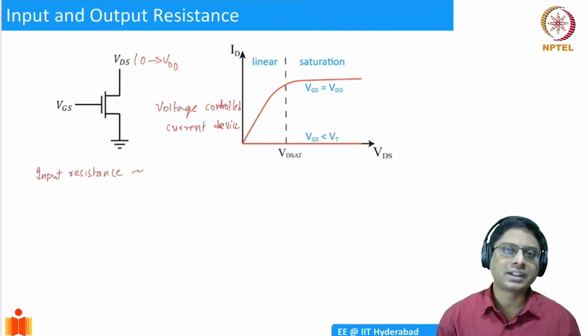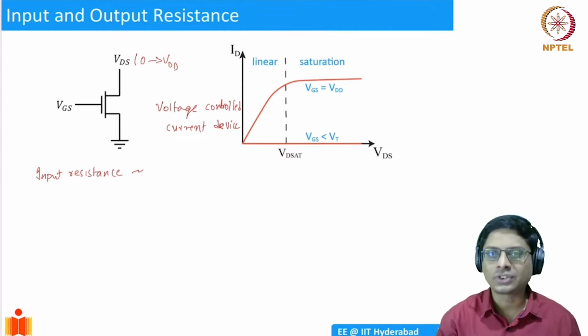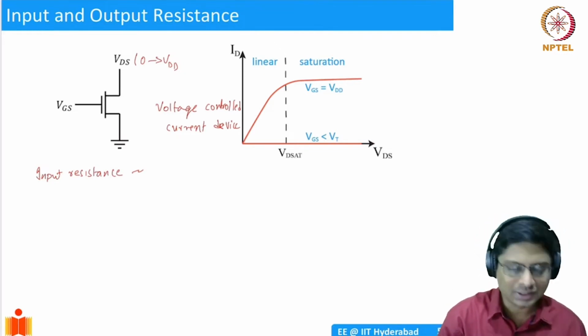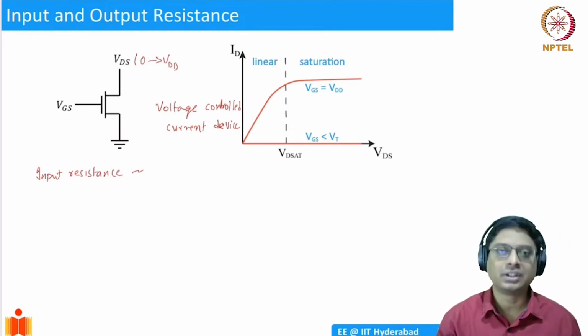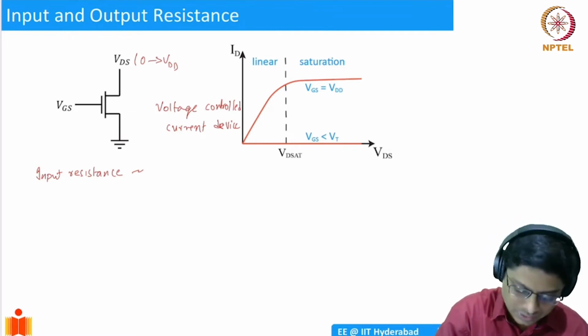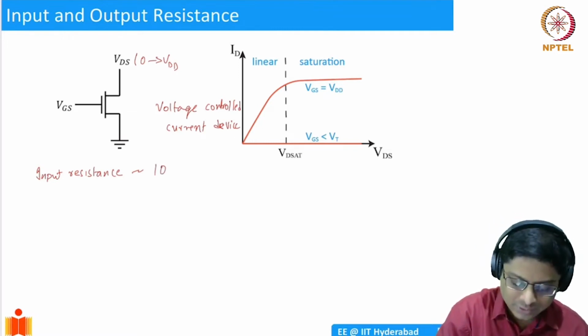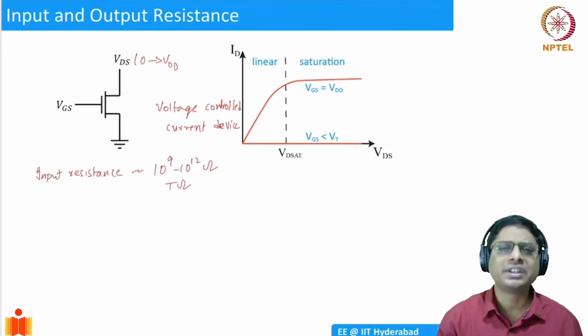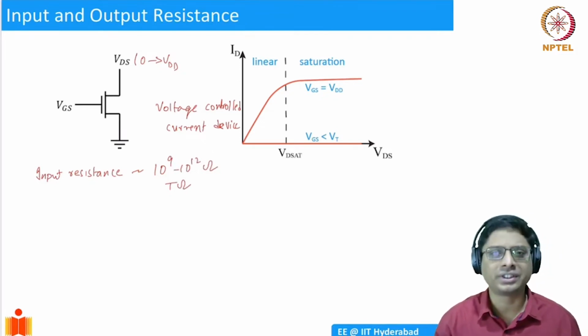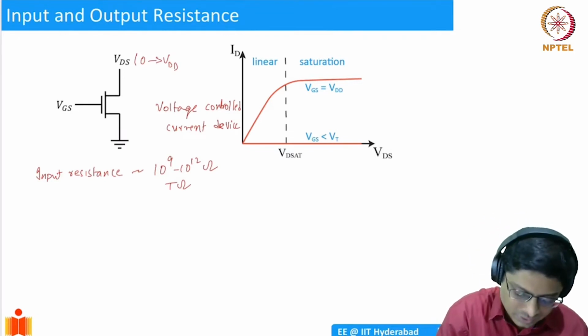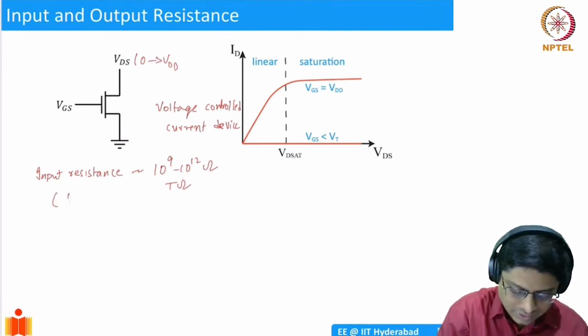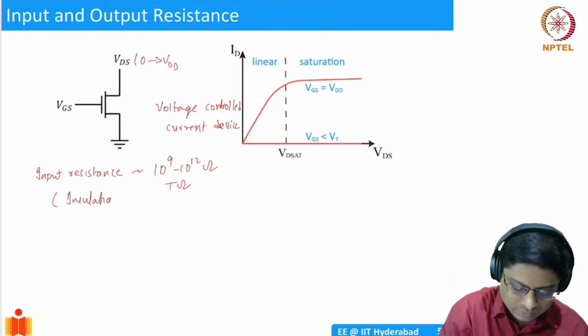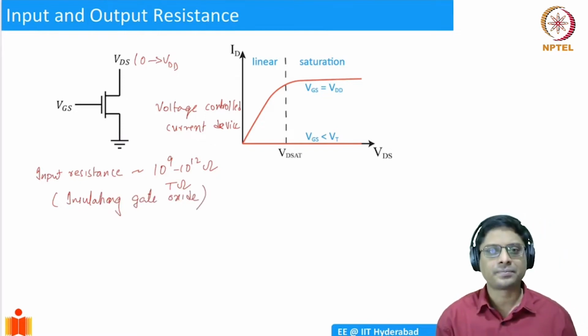Well, we said that the gate has a metal, and then there's an oxide which is separating, and the oxide is an insulator. It's a very good insulator, supposed to be a very good insulator. So usually the input resistance of a MOSFET will be typically 10 power 9 to 10 power 12 ohms, or tera ohms range. It has a very high input resistance. So usually it doesn't create a problem. Okay. And this is because of an insulating gate oxide. Okay. So it has a very high input resistance.